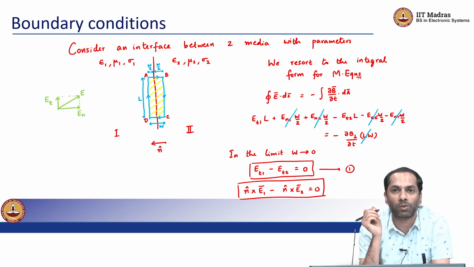I keep saying 4 boundary conditions. That should be synonymous with the number of Maxwell's equations we have. For each Maxwell's equation we are going to get a certain boundary condition. So Faraday's law in the integral form has given us a boundary condition that dictates that regardless of what your epsilon, mu and sigma values are on either side of the interface, the tangential component of the electric field has to be continuous.